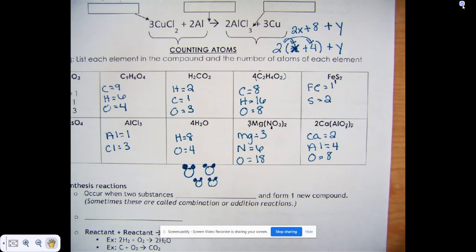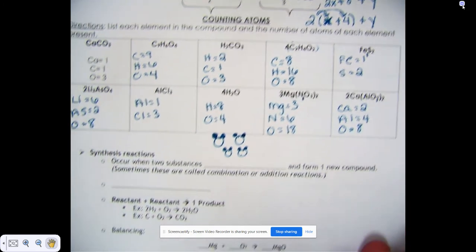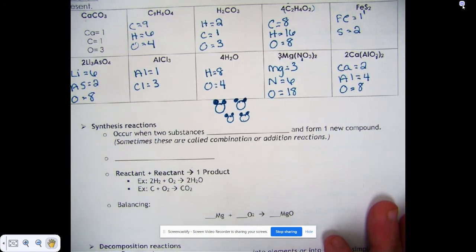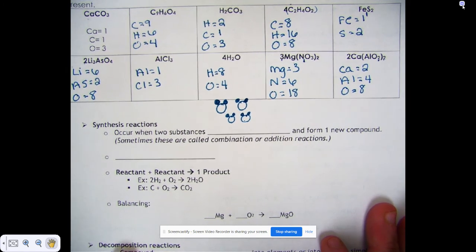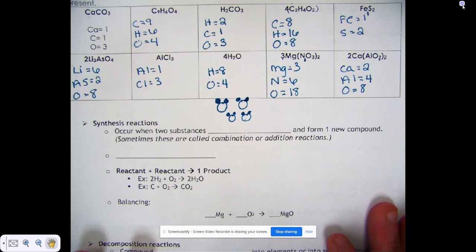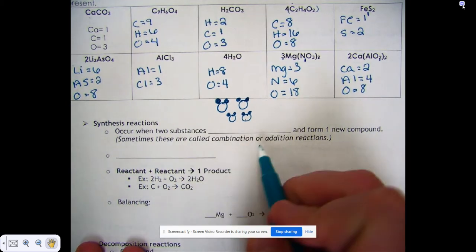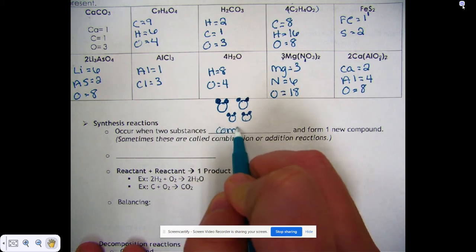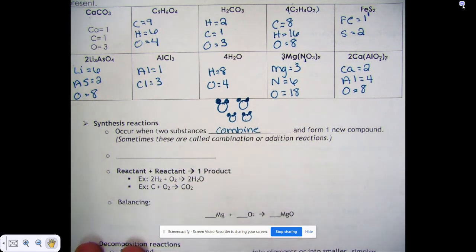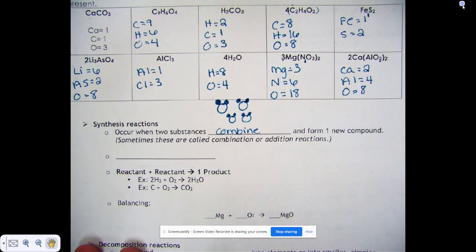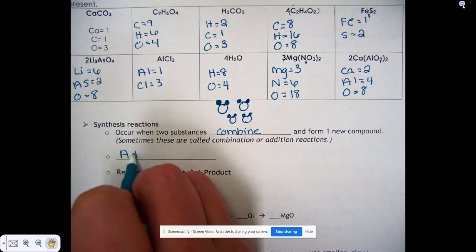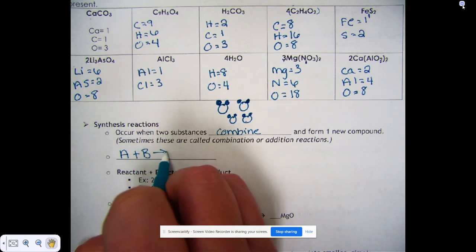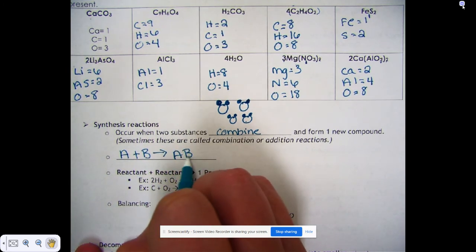Okay, so let's go talk about balancing equations and what kind of equations we will see. Our first type of equation that we will see is called a synthesis reaction. And to synthesize means to combine two things. And so this occurs when two substances combine and form one new compound. And so if I wrote it in letters, I would have A plus B, and that would yield AB.